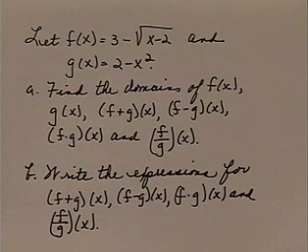Let's look at two functions, and we'll find domains and combine our functions. Let f of x equal 3 minus the square root of x minus 2, and g of x equal 2 minus x squared. We want to find the domains of f of x, g of x, f plus g of x, f minus g of x, f times g of x, and f divided by g of x. And then we'll write expressions for f plus g of x, f minus g of x, f times g of x, and f divided by g of x. First, let's find our domains.